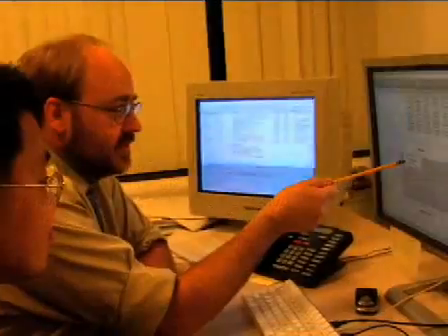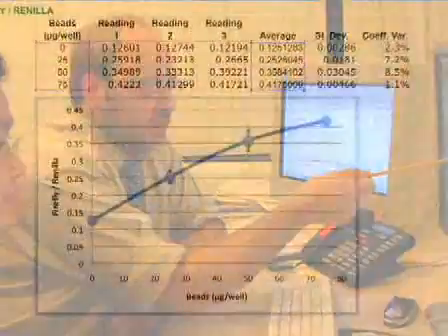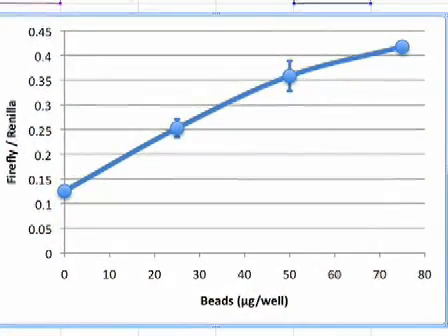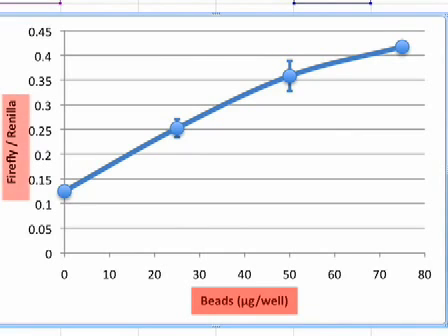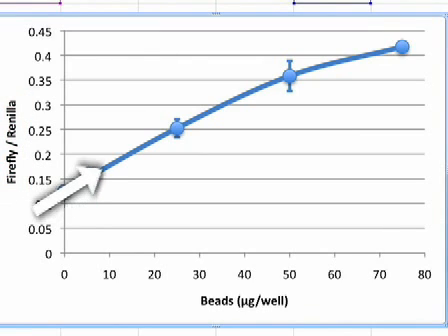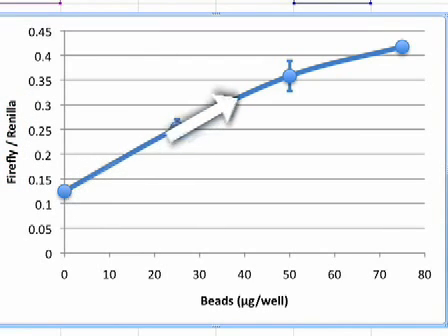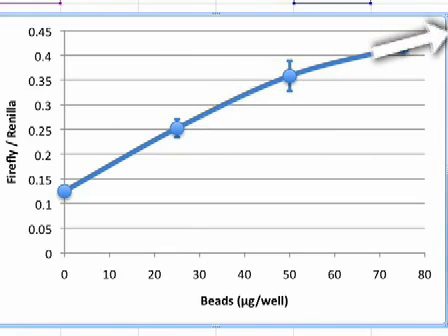In our example, we used different concentrations of beads, which have been plotted on the x-axis against the ratio of firefly over Renilla luciferase activity. As you can see, there is a dose-dependent increase in this ratio.